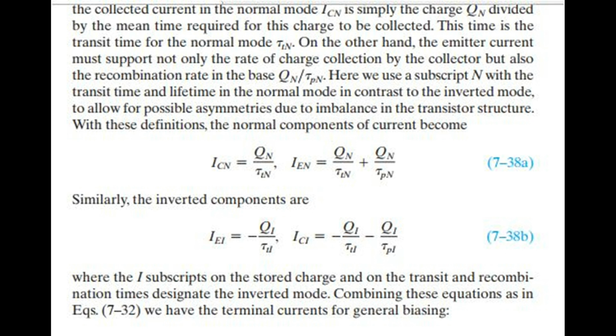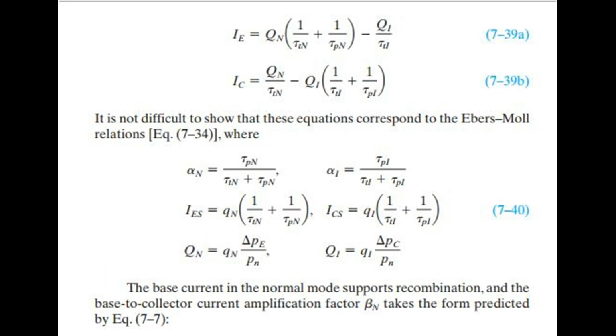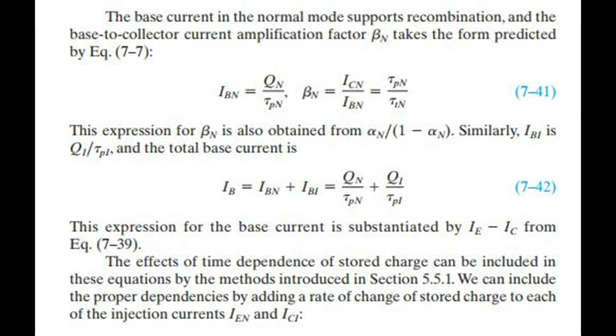Similarly, the inverted components are as follows, where the I subscripts on the stored charge and on the transit and recombination times designate the inverted mode. Combining these equations as in Eqs. 7-32, we have the terminal currents for general biasing. It is not difficult to show that these equations correspond to the Ebers-Moll relations, Eq. 7-34, where the base current in the normal mode supports recombination, and the base to collector current amplification factor Bn takes the form predicted by Eq. 7-7. This expression for Bn is also obtained from Qn over tau_pn.